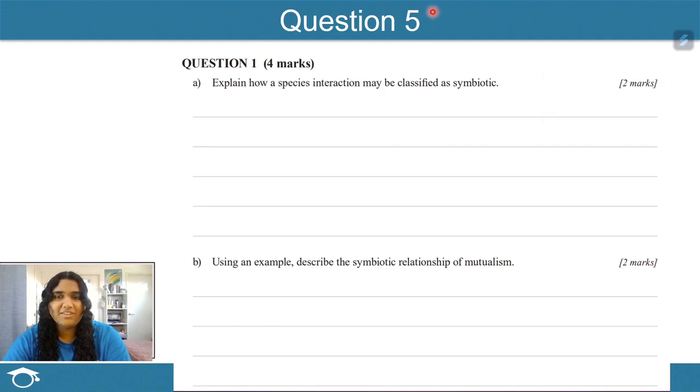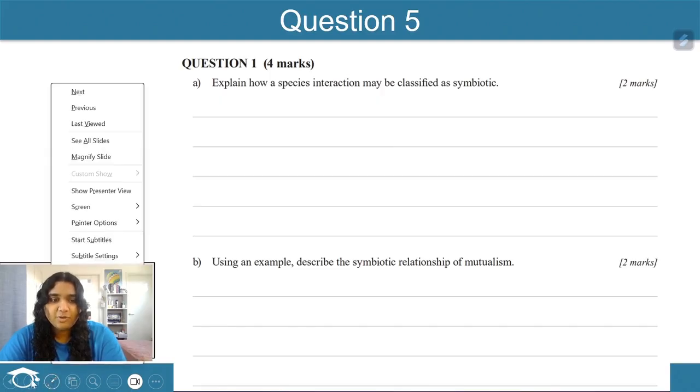Okay. Next for question 5, I have this short answer question. This is from the 2020 paper. It's question 1 of paper 2, and it's broken up into part A and B. Part A says, explain how a species interaction may be classified as symbiotic. And part B is saying, using an example, describe the symbiotic relationship of mutualism.